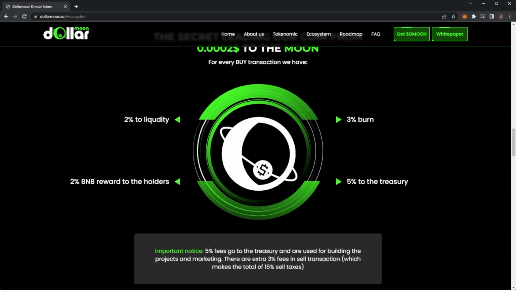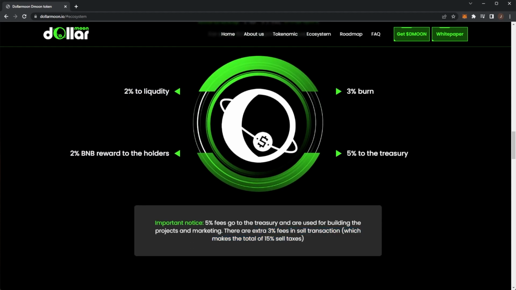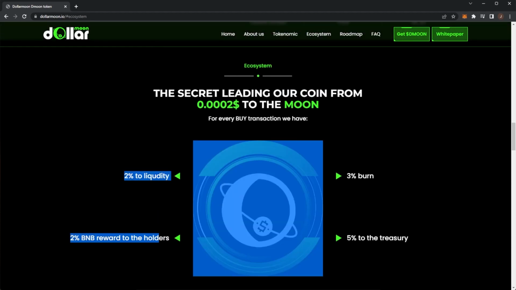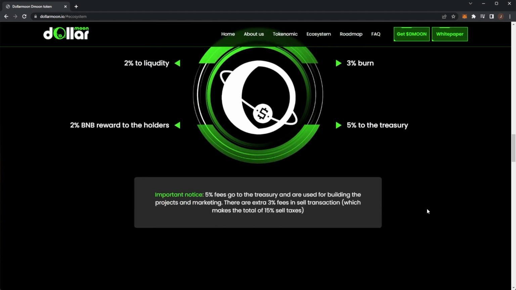Here we can see an important notice: 5% of fees go to the treasury, which are used for building the projects and marketing. Also, in the sell transaction, there's a 3% fee, which gives a total of 15% in sales. So it's, what's that, 12% in buys and 15% in sell transactions. But remember, 2% of it goes to holders, 3% burning, 2% liquidity, and 5% for the team to actually build out projects and increase the marketing.